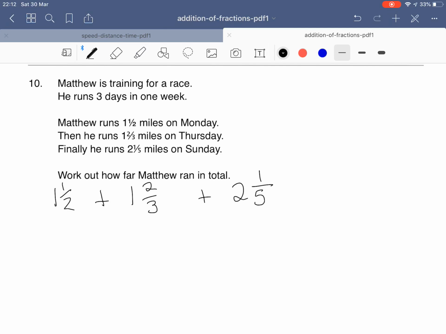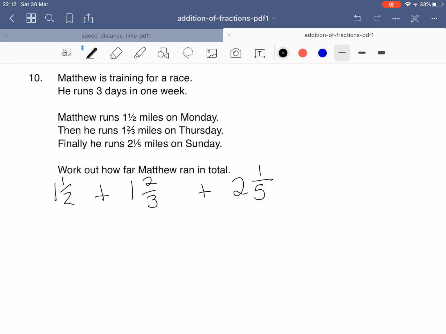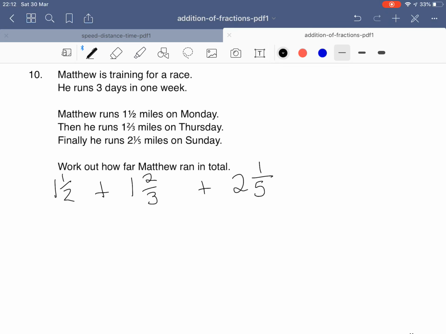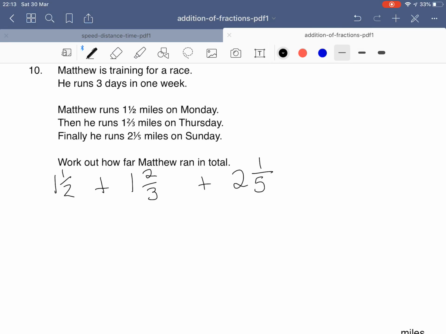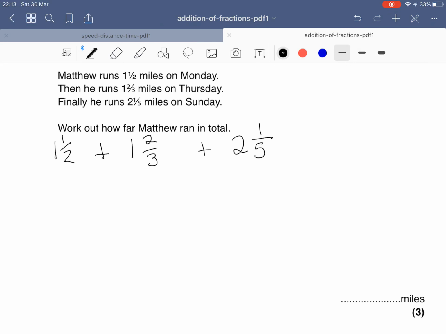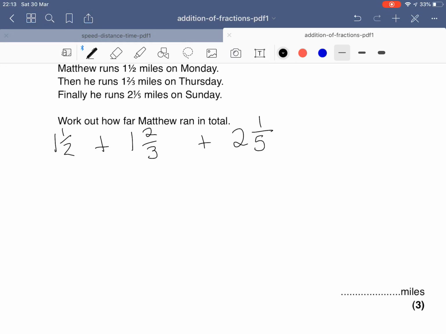So we can do our numbers and fractions separately if you want, or you can change them into mixed numbers and then add them into improper fractions and then add them. It doesn't make any difference, you'll still end up with the same answer. So if we add the numbers first, we got 1, add the 1, add the 2, so that's 4. Then I can do the half, add the 2/3, add the 1/5.